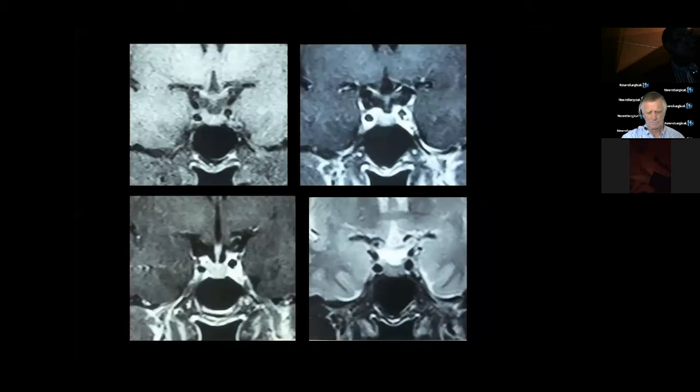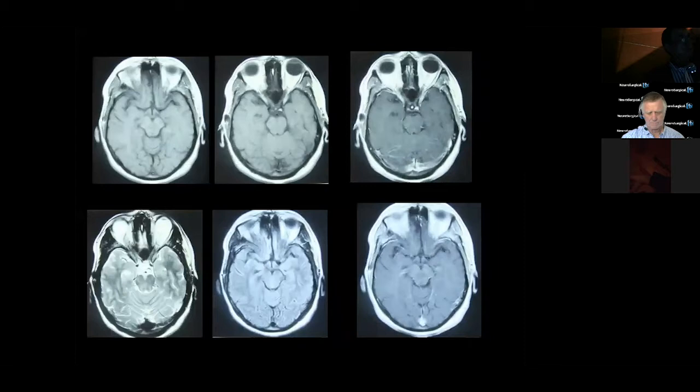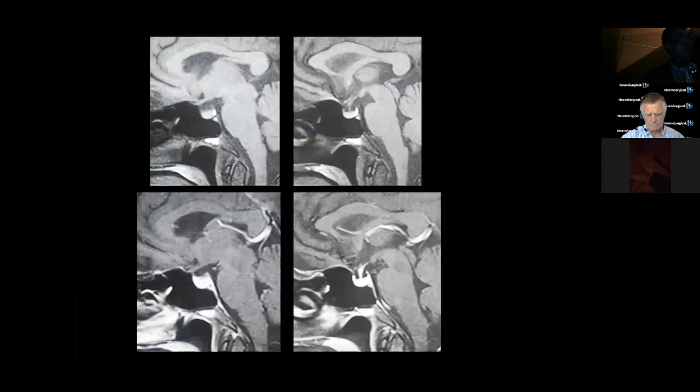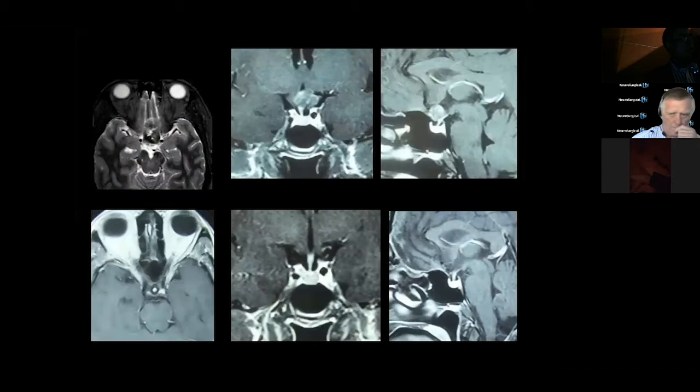Let's finish. So this is the rest of the MRI. 3 years follow-up. And there's the lady. This is before surgery, and this is after surgery.